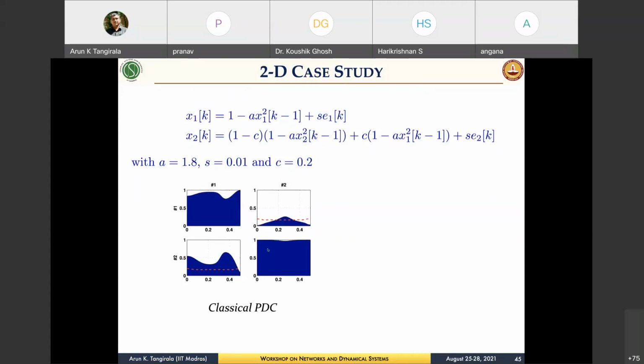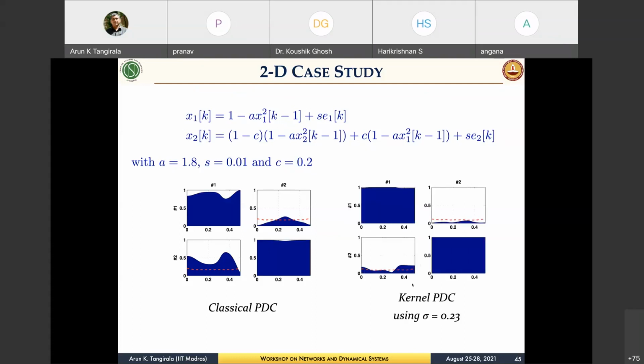This is what the classical PDC will tell you. The dashed lines are the significance levels. It gives you the impression that x2 affects x1. But you know from the equation that x2 doesn't affect x1. That's because we have used the linear measure. On the other hand, if you use kernel PDC, which works in the kernel space, it comes out correctly. These dashed lines, by the way, are constructed using bootstrapping methods, and I'm not going to talk about that now.